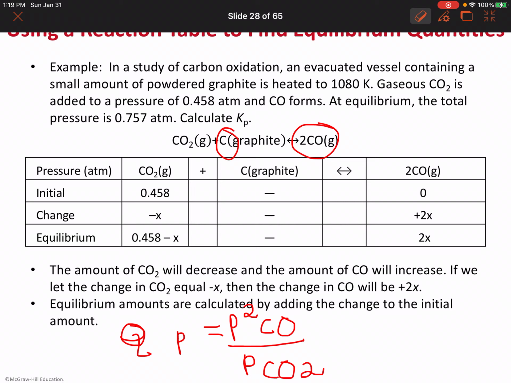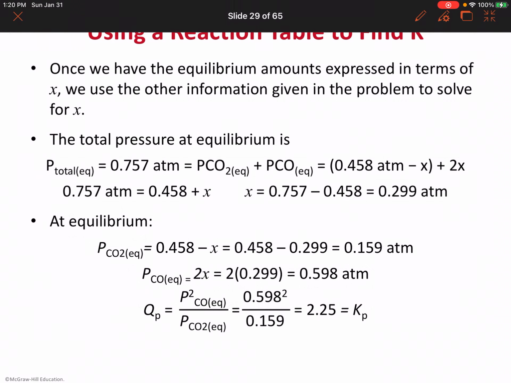Now also we are given here that at equilibrium the total pressure is 0.757. How do you get the total pressure at equilibrium? Which gases are responsible? It's carbon dioxide and carbon monoxide. So at equilibrium, what we have is 0.458 minus x amount of carbon dioxide plus 2x amount of carbon monoxide. When you add these two together, since we are expressing them in terms of partial pressure, that should equal 0.757.